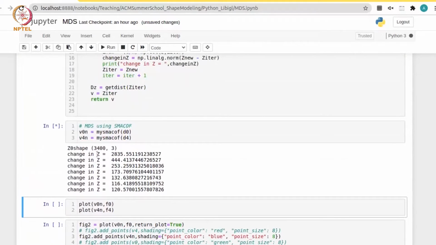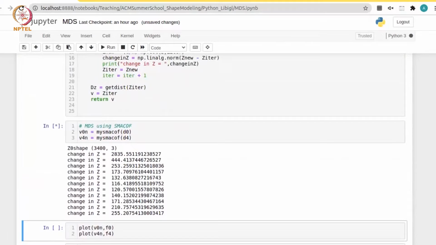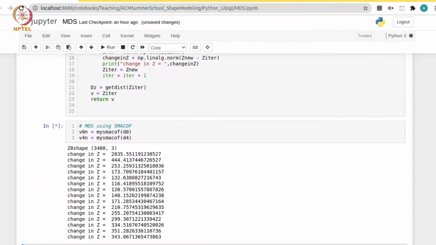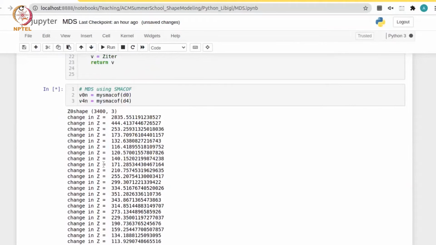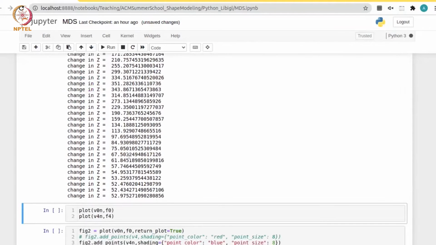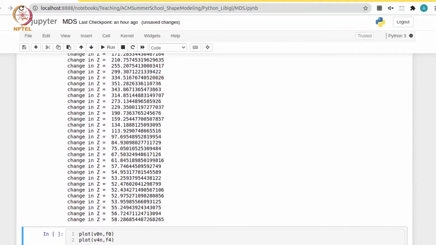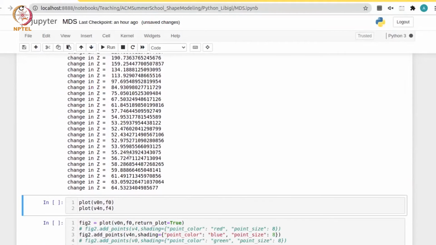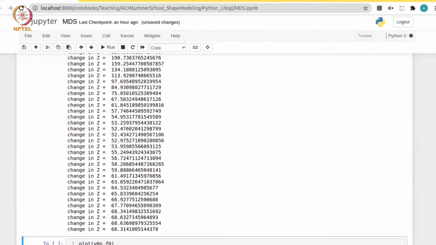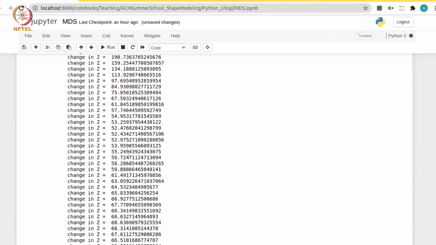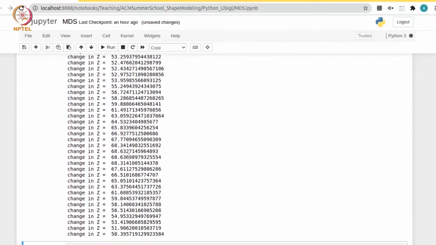The Z are the n cross 3 matrices representing the points that we are obtaining, and the stopping criterion that I've used is how much the embedded points change every iteration. As of now it's changing quite a lot. I think the threshold I've put is about 0.1, so you can imagine how long this will take. While we wait for this to converge, if you have any questions, please feel free to ask. This can take, I think, somewhere around 3 to 5 minutes.